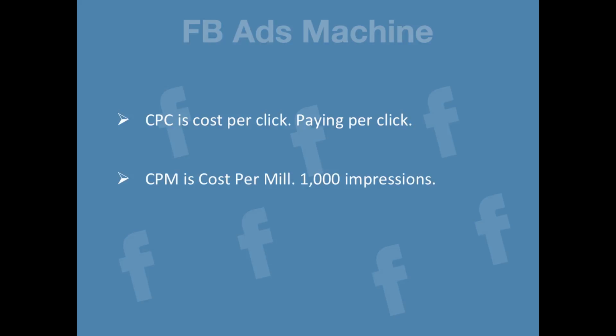And CPM is cost per mil. It's for every 1,000 impressions that you receive is what you're paying for.